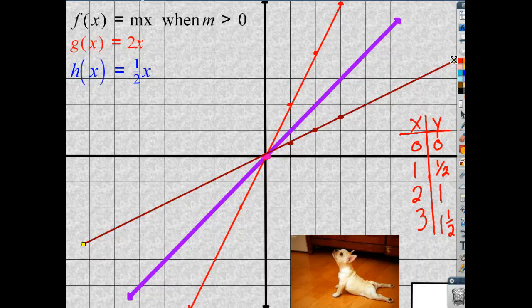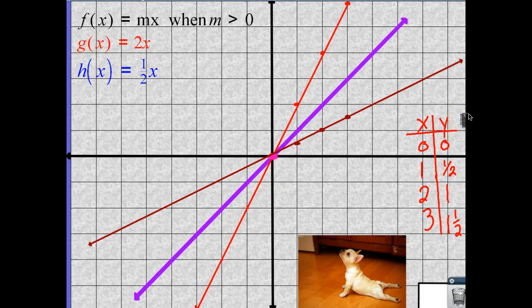So it's actually doing the opposite of stretching. We call that shrinking. Okay, so we're getting closer to the x-axis now. We're heading closer to the zeros of the x-axis. All right, so what did I have here?